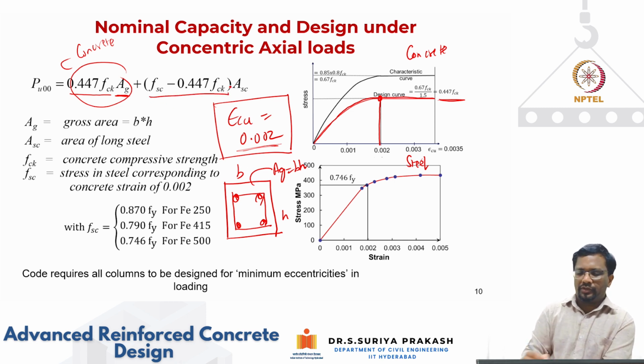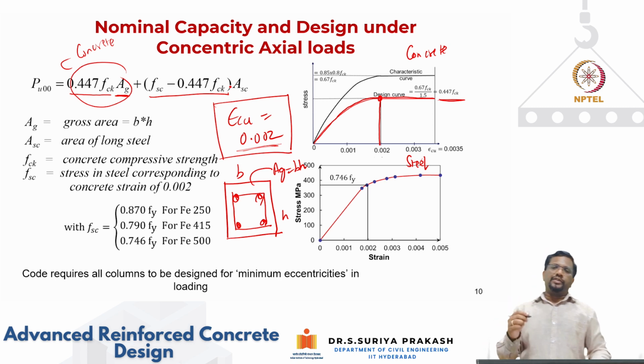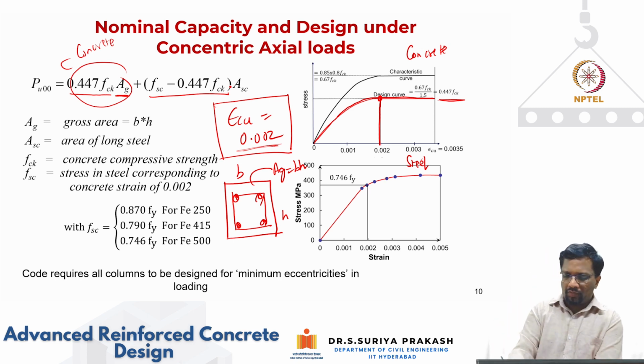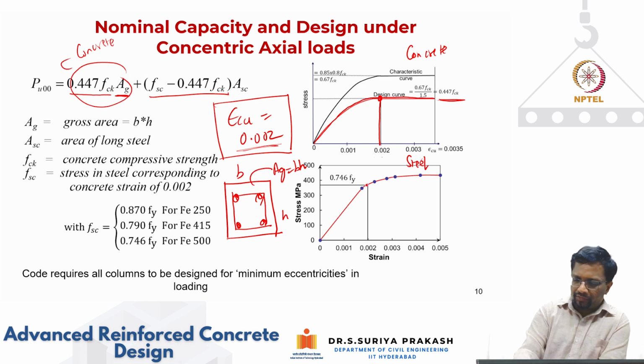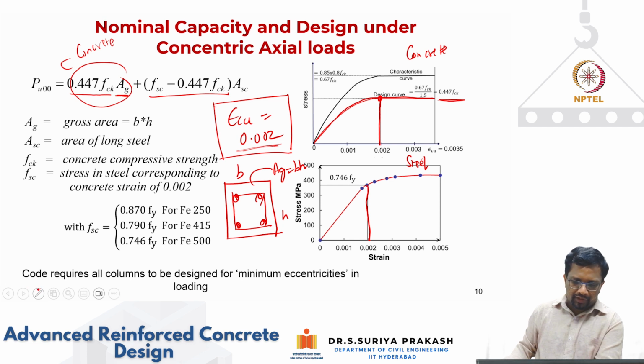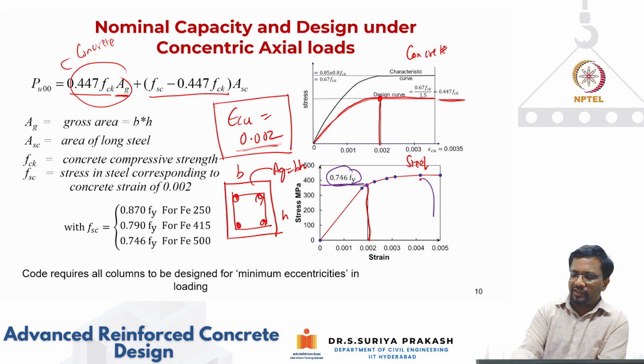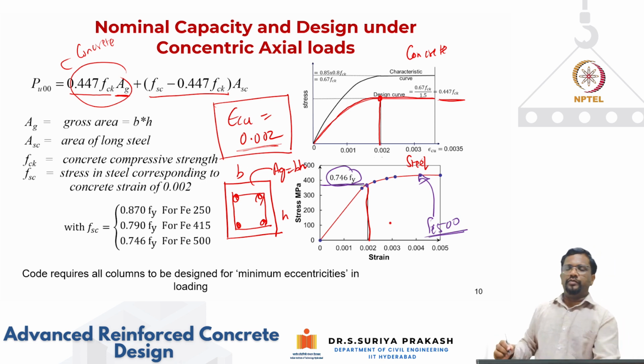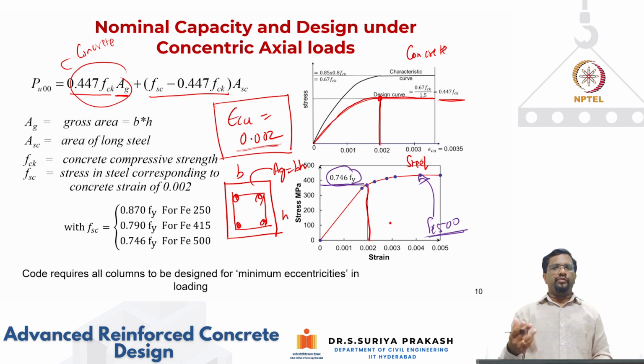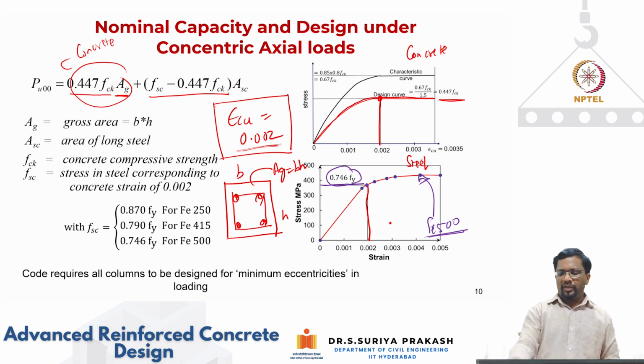Now this is your steel contribution. When you are taking the failure strain as 0.002, what is the stress in the steel? If you see here, this is your 0.002, and on the stress strain curve that we have taken, this is your value, which is 0.746 fy. This design stress strain curve is what we have taken for Fe 500. Similarly, you can have the design stress strain curve for Fe415 and Fe250, which is also given in the code. But the curve that I'm showing here in the slide is valid for Fe500.